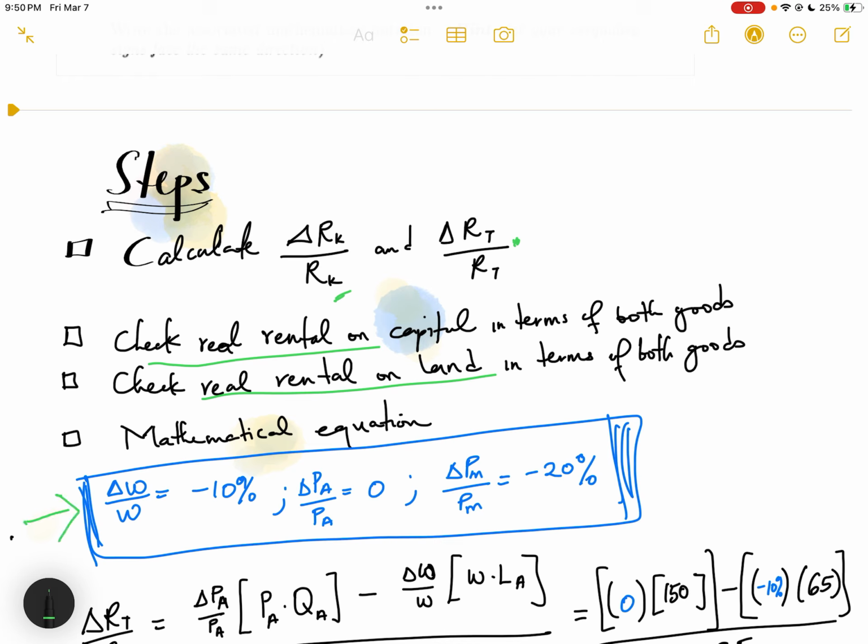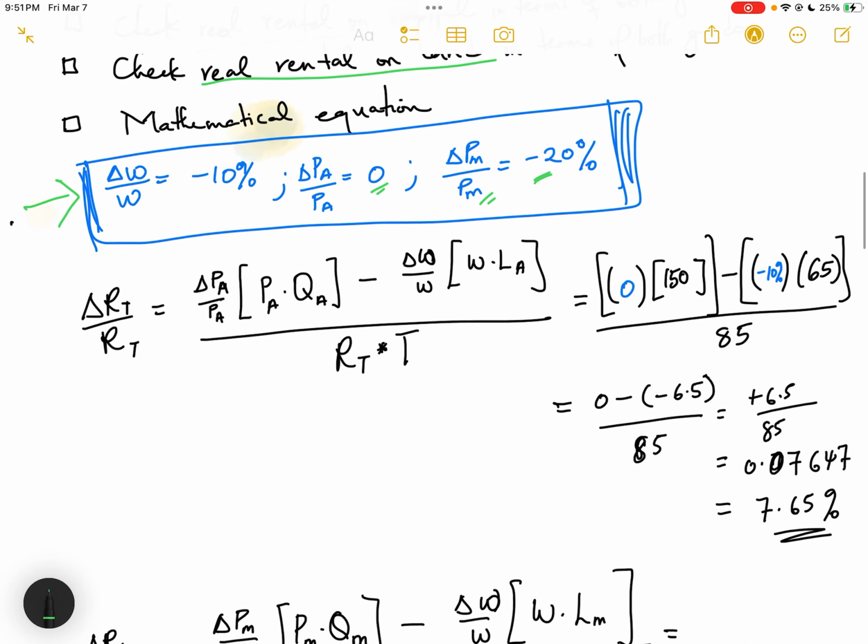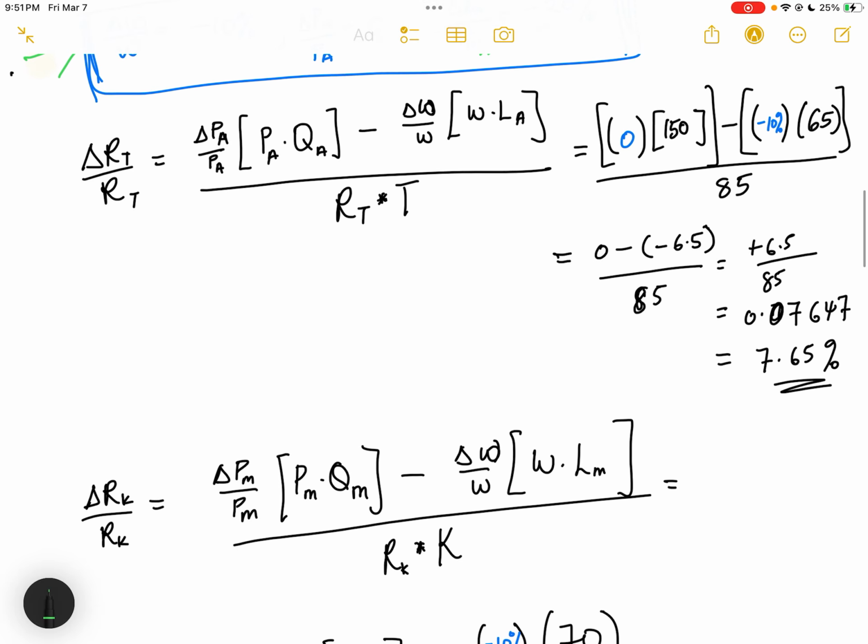We were given in question 2G that percentage change in wage fell by 10%. Percentage change in price of rice did not change, so 0. Percentage change in price of computers fell by 20%. Okay, so we're going to use that. Now, I did a bit of work so that this video is not too long.